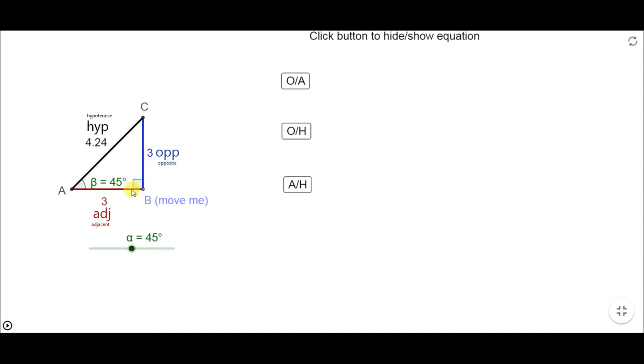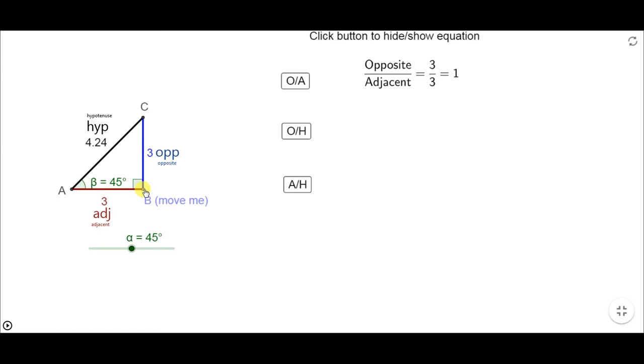First of all, if you talk about the ratio of opposite over adjacent, O over A, if you look at these three, opposite over adjacent, we have here. So if you look at their values, this side is 3, which is opposite, and this side is also 3, which is adjacent, right? So if you make the ratio of these two, 3 over 3, the answer will be 1.